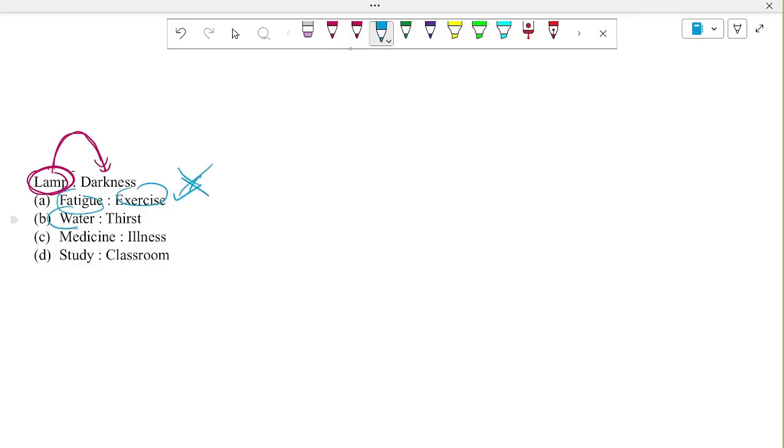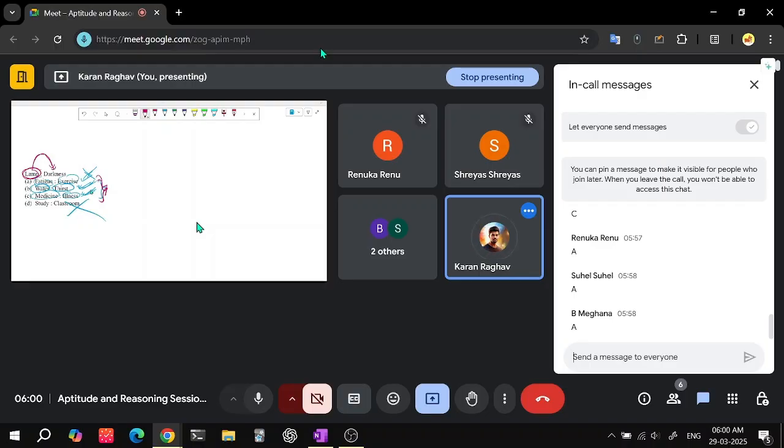We'll use water to quench our thirst. Okay, I'm feeling this may be correct. But let's see other things. We'll use medicine to solve our illness or be well. Okay, and then we'll use study to remove a classroom. Okay, this one is not sounding good. But if you look at this from this both, which one is best one? Which one is best from these both? What do you feel?